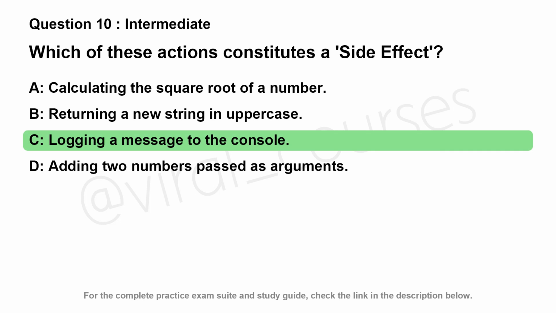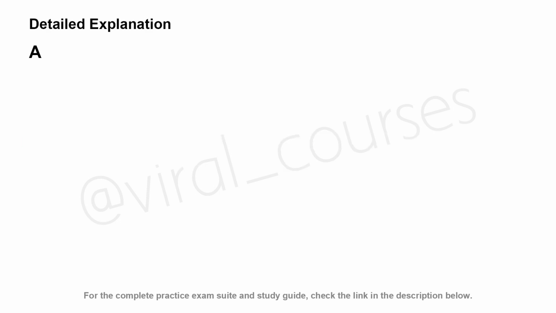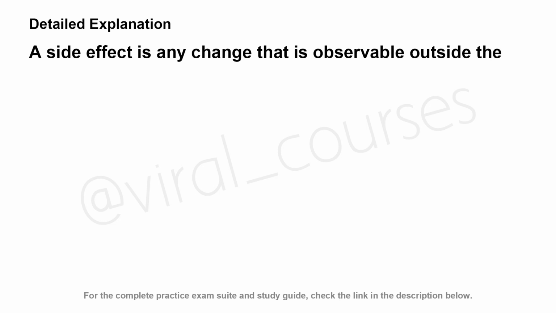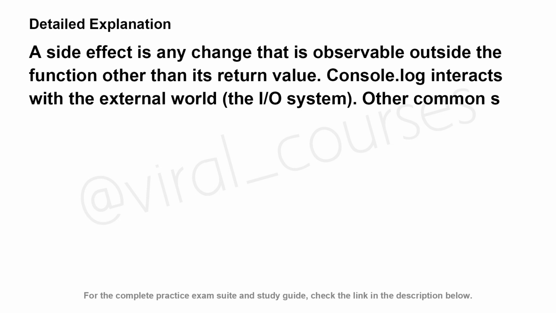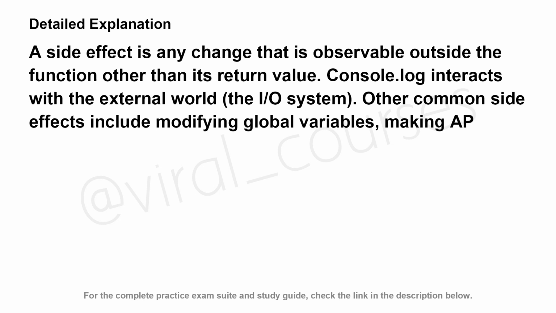The correct answer is C. A side effect is any change that is observable outside the function other than its return value. console.log interacts with the external world, the I/O system. Other common side effects include modifying global variables, making API calls, or changing the DOM.